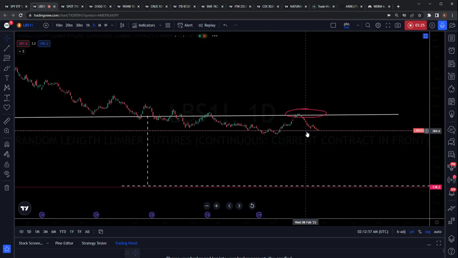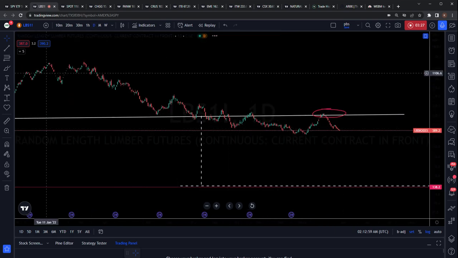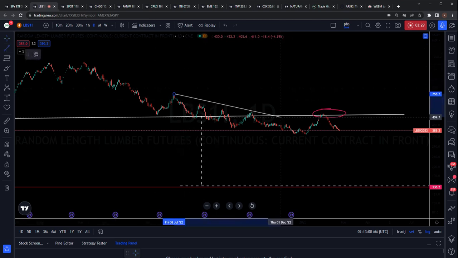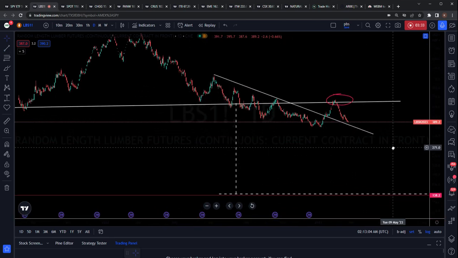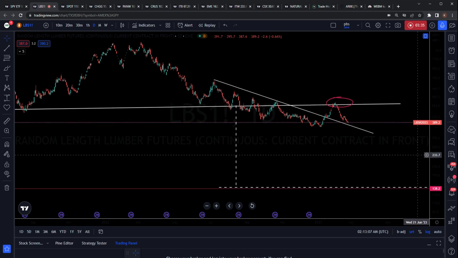Now, big level, obviously: do we start losing this trend line tomorrow off of that housing data? I will certainly be watching things as they progress tomorrow at 10 a.m. when that data series comes out.